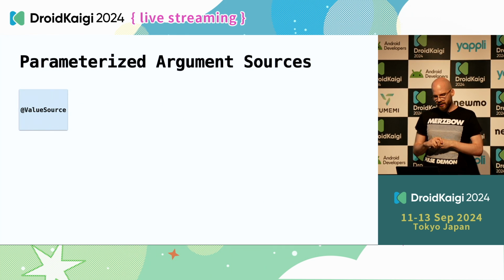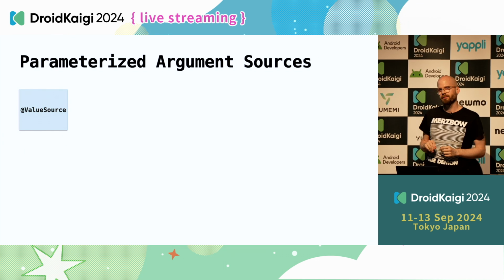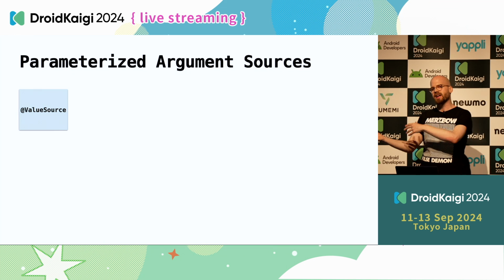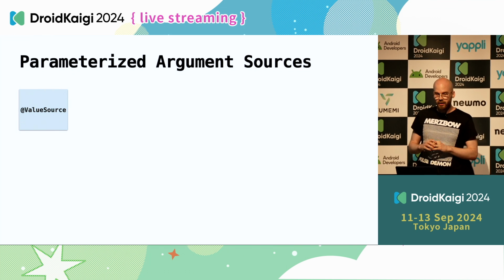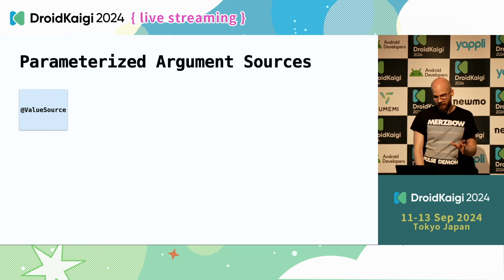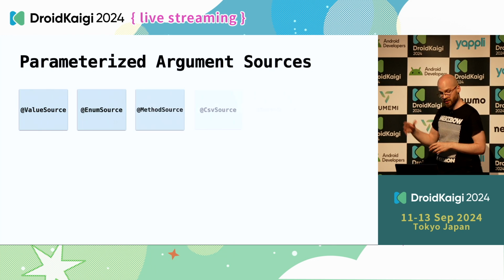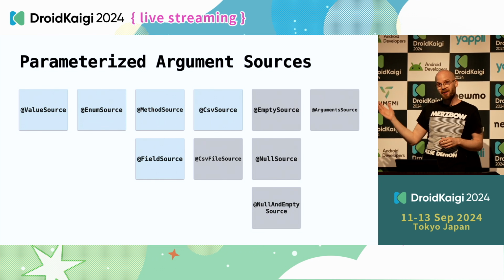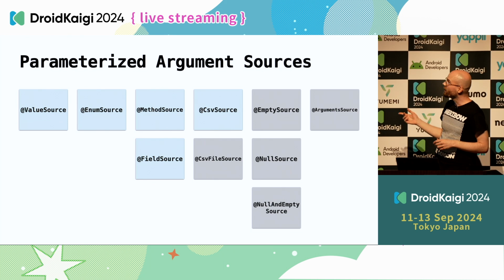The reason why this works is because of value source. Value source is an example of what we call an argument source. These sources are what give inputs to your tests. And there are a lot more sources than just value source. I mean, look at this. There's so many of them. I'm not going to talk about all of them in detail, but I will talk about my favorite ones.